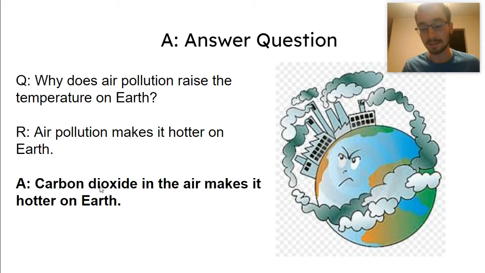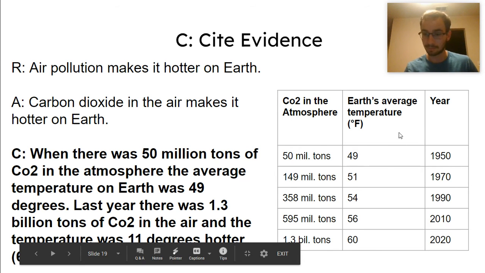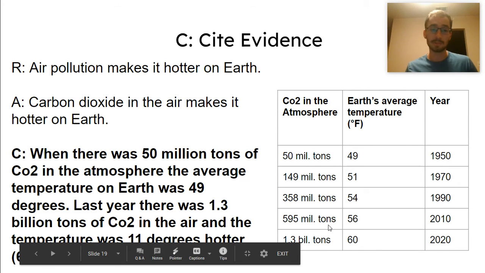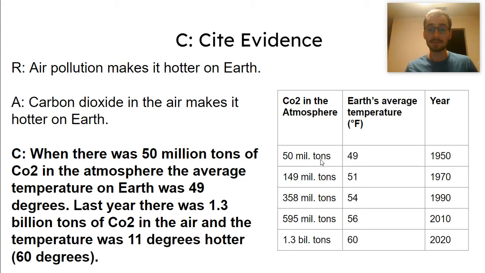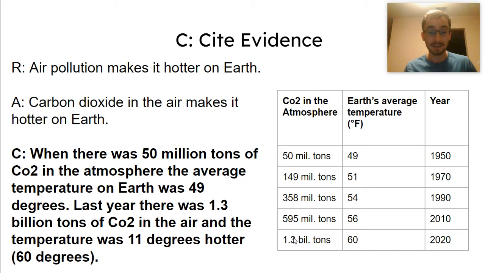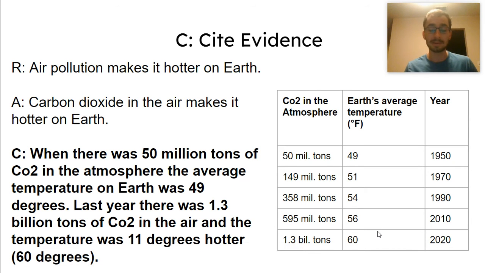And now I'm going to give you evidence. So let's say I gave you data on CO2 in the atmosphere versus Earth's average temperature versus the year. If I give you data, you talk about what happens when something's low and then what happens when something is high. So here's my example. When there was 50 million tons of CO2 in the atmosphere, the average temperature on Earth was 49 degrees. Last year, 2020, when there was 1.3 billion tons of CO2 in the air, the temperature was 11 degrees hotter, or 60 degrees. So that would be evidence. I'm showing you data using numbers why carbon dioxide in the air makes it hotter on Earth.